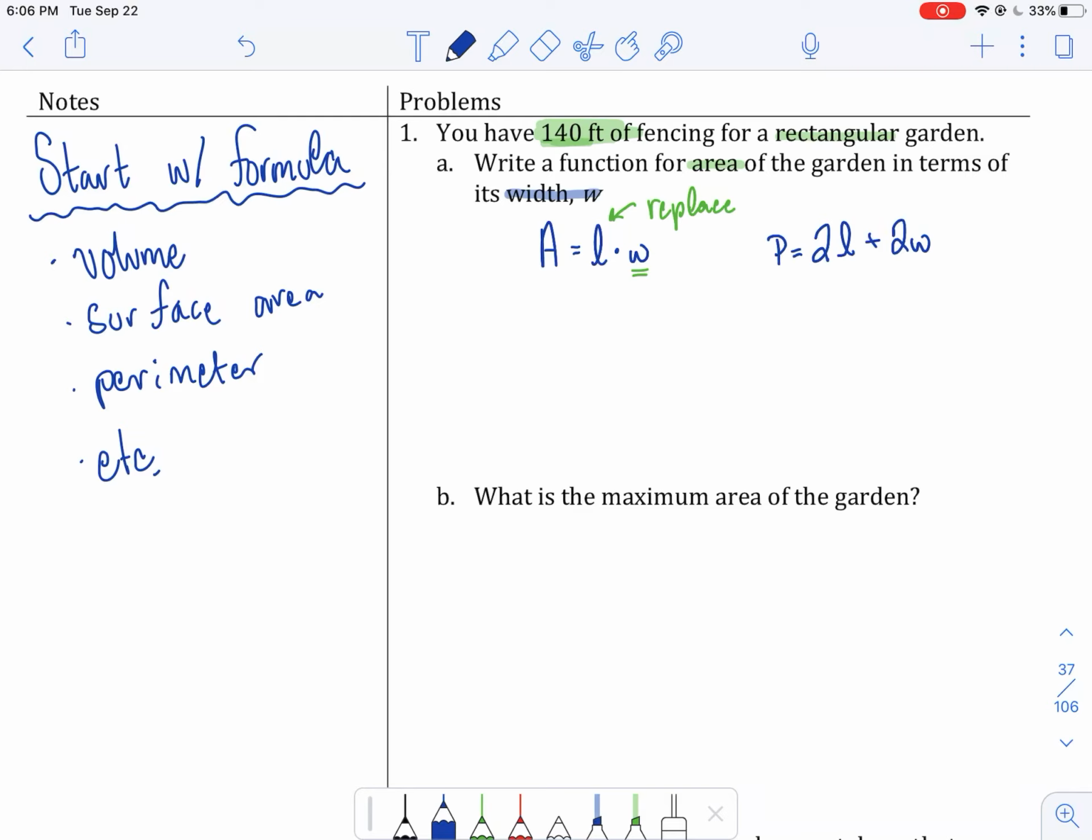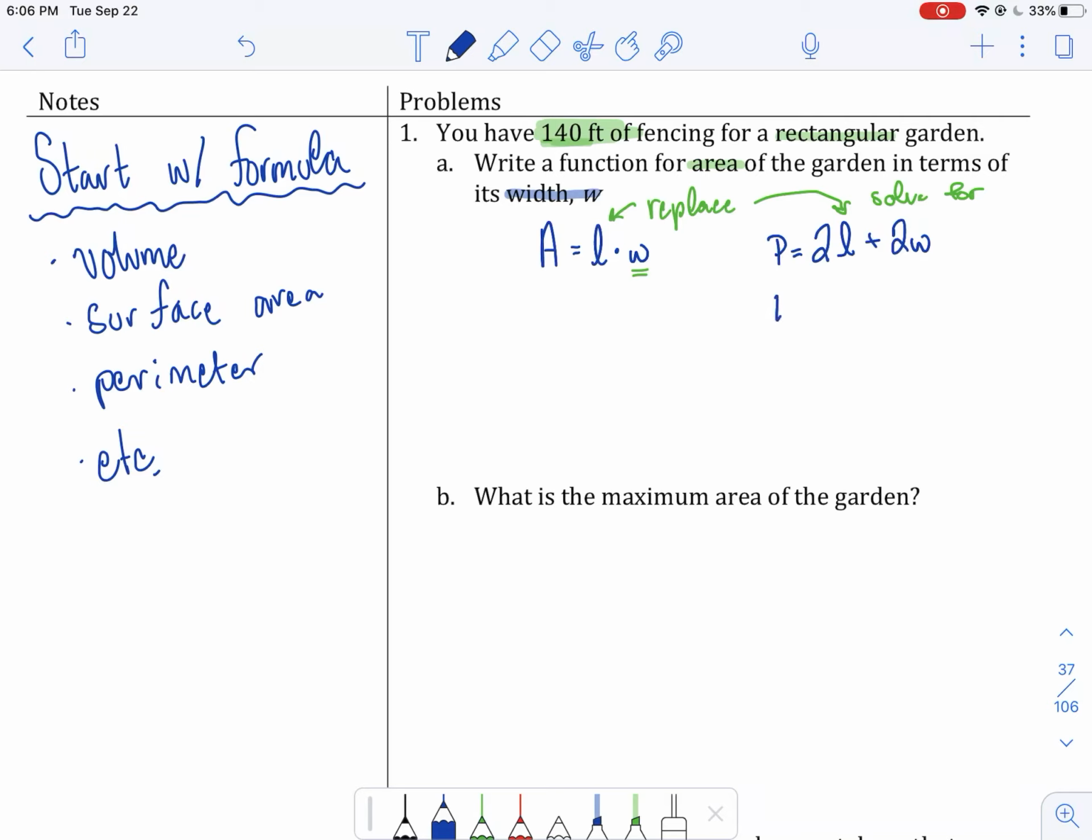And so this is, again, why students don't tend to like these sometimes. It's because you have to do that sort of logical step of realizing, oh, we're talking about fencing. That means we're talking about perimeters. In this case, we'll say, all right, we want to replace this one, which means that you want to solve for L so that you can plug it in. So we're going to solve for L.